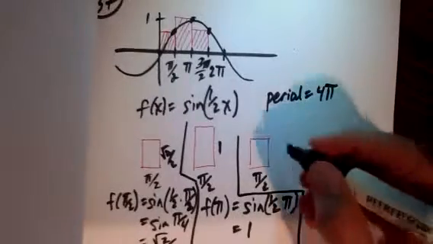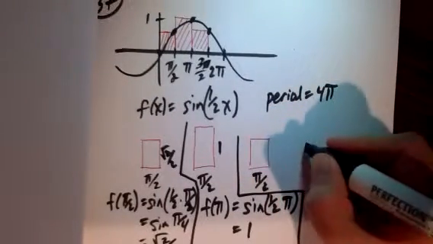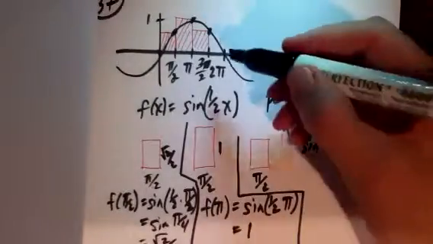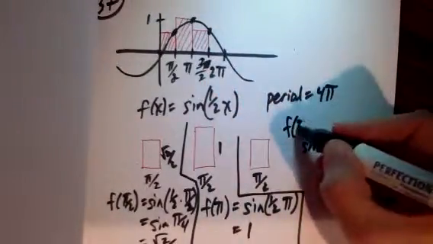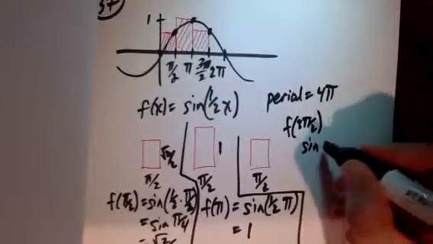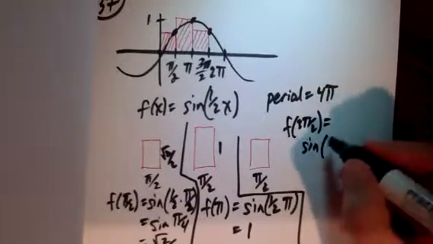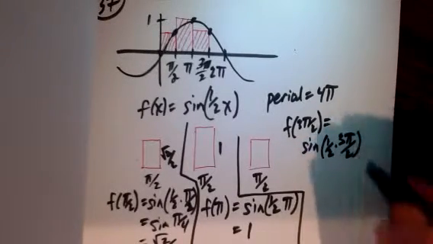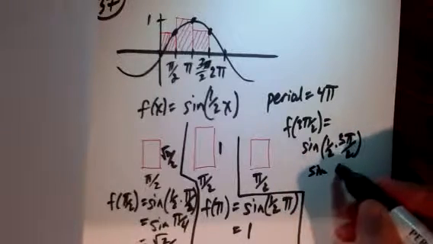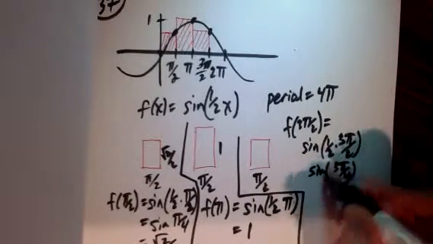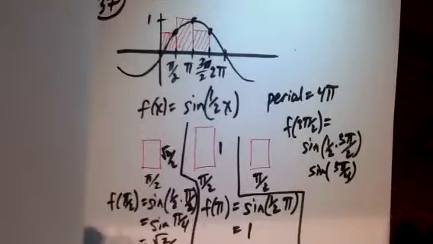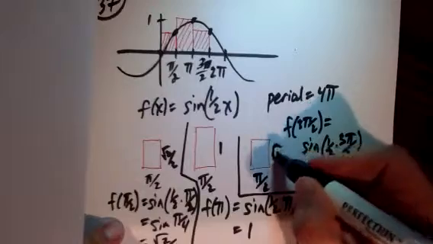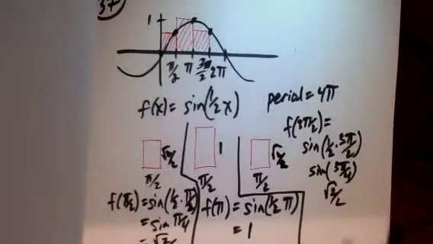And the final part is f of 3 pi over 2, which is going to be equal to the sine of 1/2 of 3 pi over 2, which is the sine of 3 pi over 4. The sine of 3 pi over 4 is also equal to root 2 over 2. So that's the height of that third rectangle.